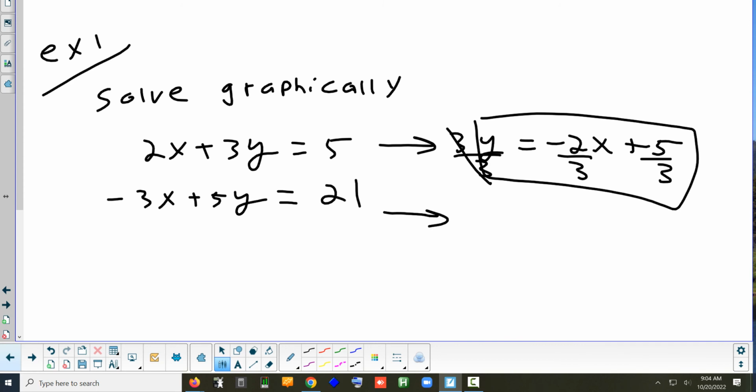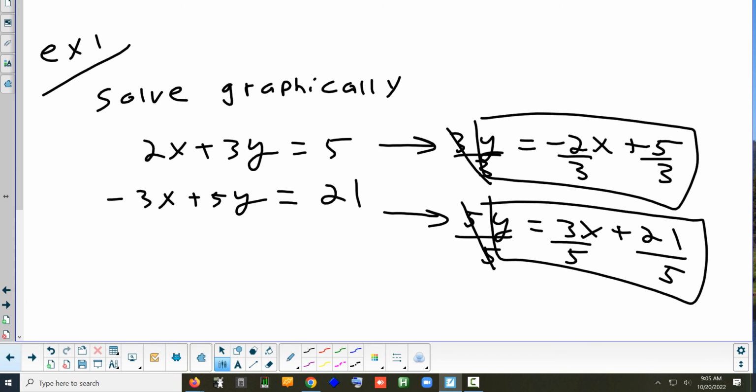And what would we do in the bottom to get y by itself? You'd add 3x to each side. Add 3x, and then after that, you divide each side by 5. So I add the 3x, it becomes positive, and now divide by 5. And these are just two equations in the form y equals mx plus b. When you draw something that's y equals mx plus b, what shape is it? It's a line. So all we're doing is drawing two lines. Let's see what happens.